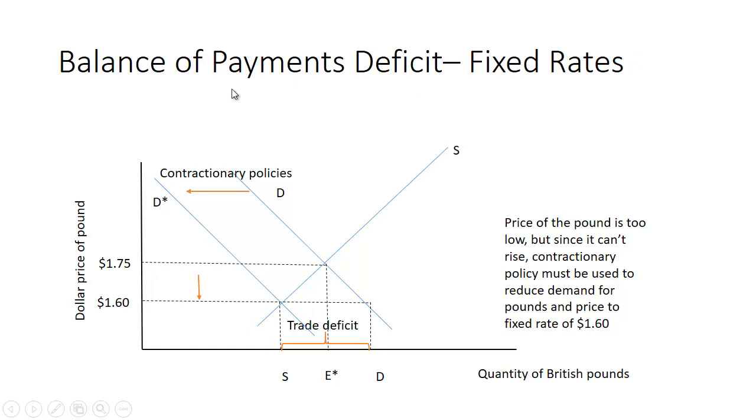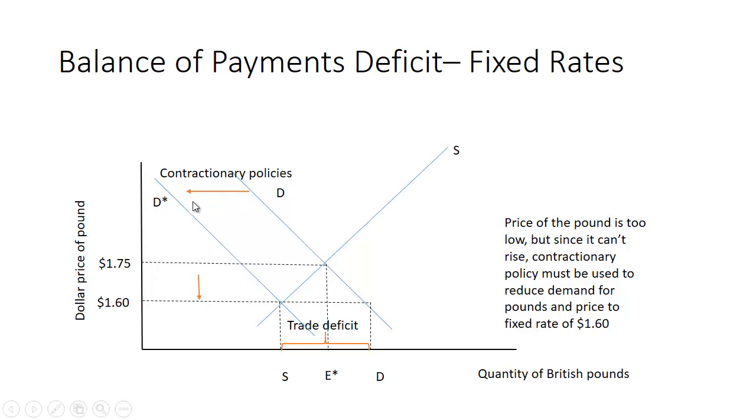Now let's see what happens under a fixed rate system. Again, the correct price here is $1.60, but right now it's $1.75. In this case, the price is really too high, but it can't adjust downward because of fixed rates. So what happens is that the U.S. government is going to have to engage in some sort of contractionary policy to eliminate the trade deficit. That is, they're going to have to shift the demand for British pounds back.